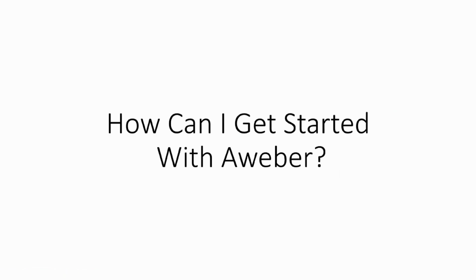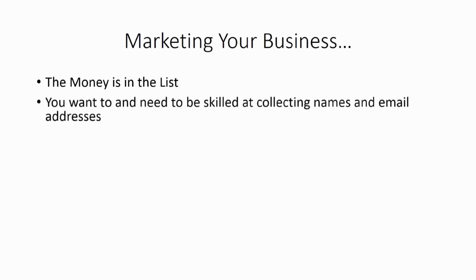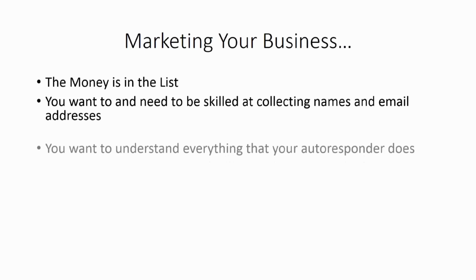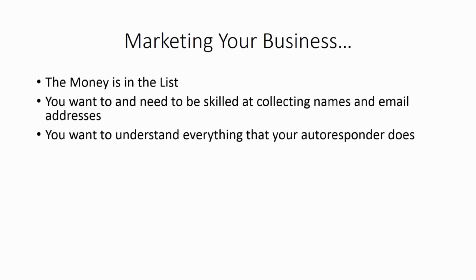Okay, I want to talk to you today about how you can get started with Aweber. Aweber is a way of marketing your business. And you and I know, if you've been around being an entrepreneur or marketing online or marketing in general, that the money is in the list. You and I really do need to become skilled at collecting contact information, names and email addresses, and we do have to use an autoresponder to do that. It's the best way, an automated way to do that.